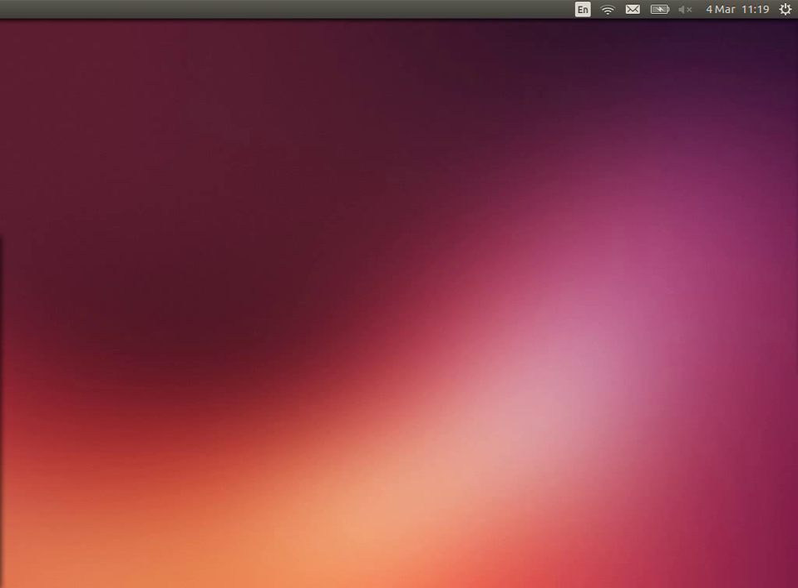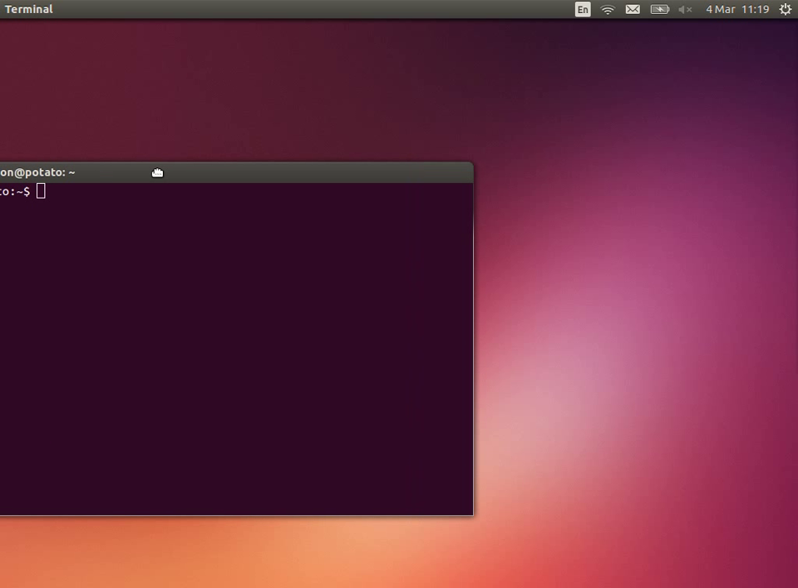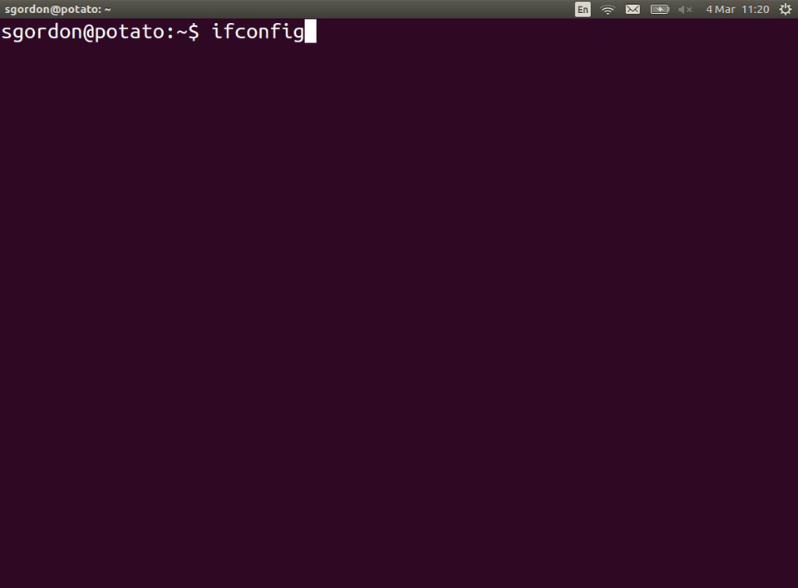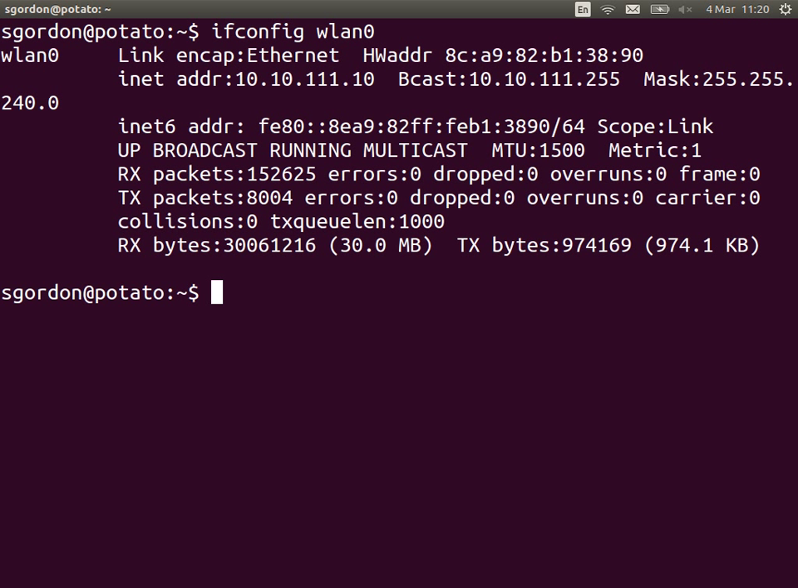Okay, so in the normal setup, my computer address that I've got from SIT, my wireless LAN, is 10.10.11.10. That's my computer IP address. That is only used internally inside SIT. That's my actual computer IP address. Your phone will have a different one, 1010 something.